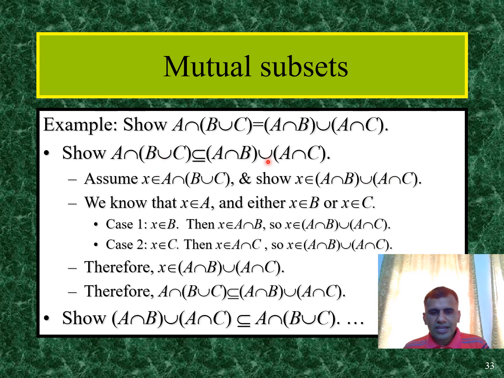Similarly, we can prove the second part. And if these two sets are subsets of each other, that means they are equal. This is actually the distributive property, that intersection is distributive over union.